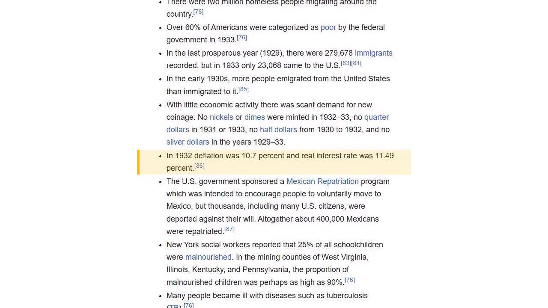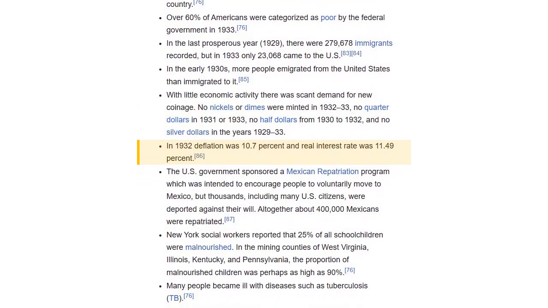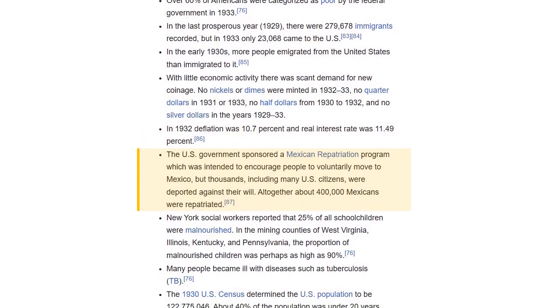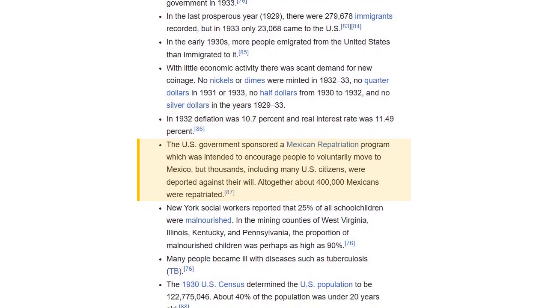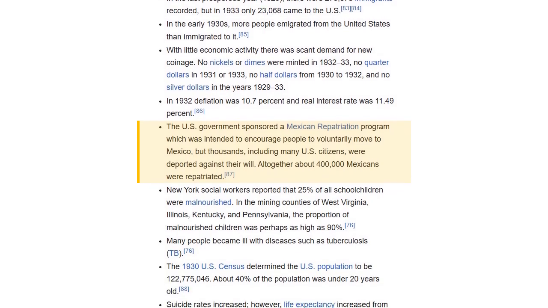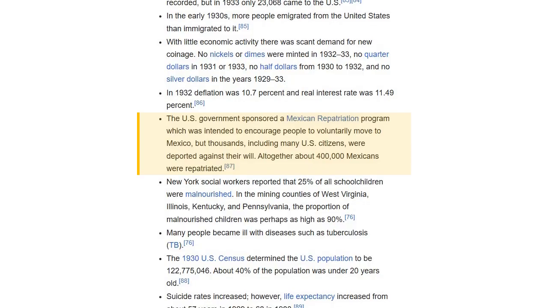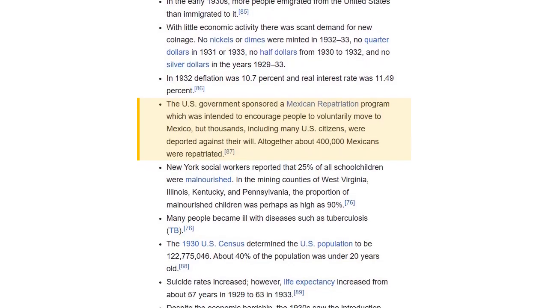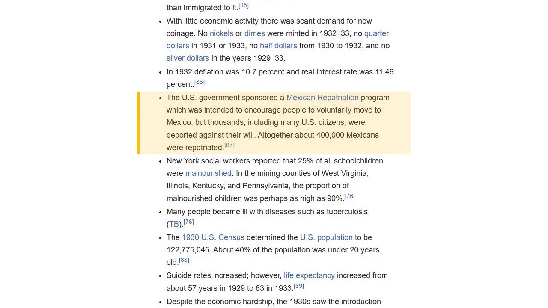In 1932, deflation was 10.7%, and real interest rate was 11.49%. The US government sponsored a Mexican repatriation program, which was intended to encourage people to voluntarily move to Mexico, but thousands, including many US citizens, were deported against their will. Altogether, about 400,000 Mexicans were repatriated.